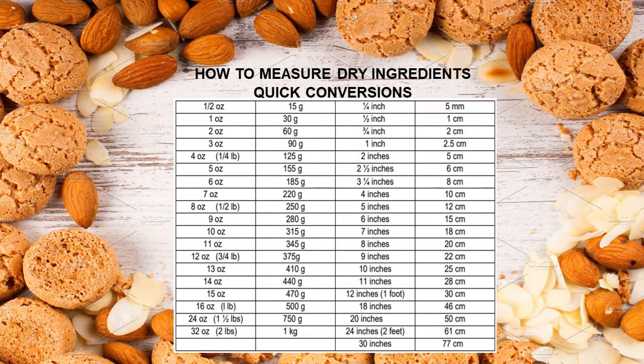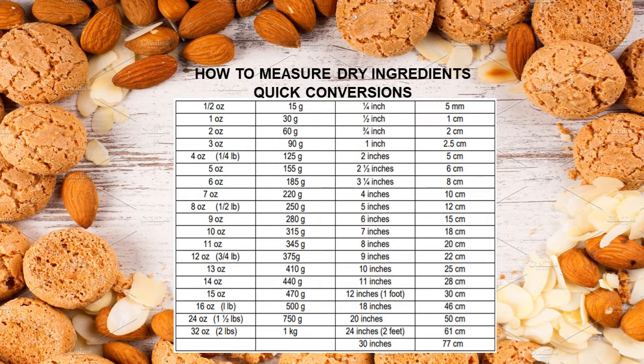8 ounces equivalent to 1/2 pound equivalent to 250 grams equivalent to 5 inches and equivalent to 12 centimeters. 9 ounces equivalent to 280 grams equivalent to 6 inches and equivalent to 15 centimeters. 10 ounces equivalent to 315 grams equivalent to 7 inches equivalent to 18 centimeters.